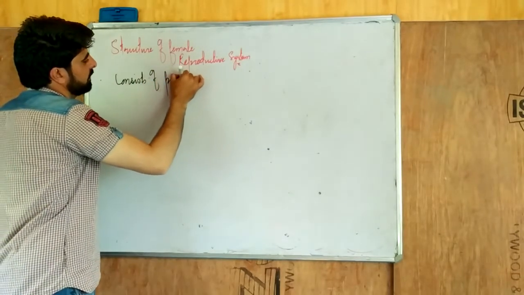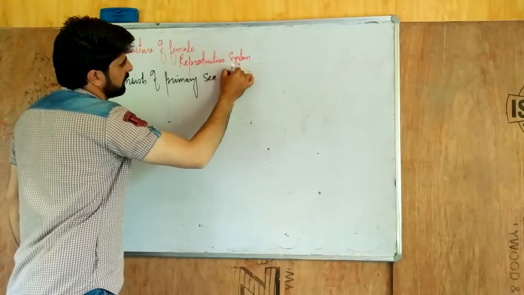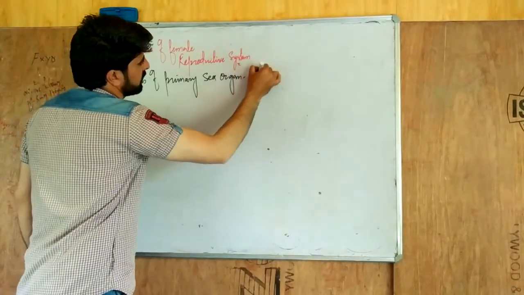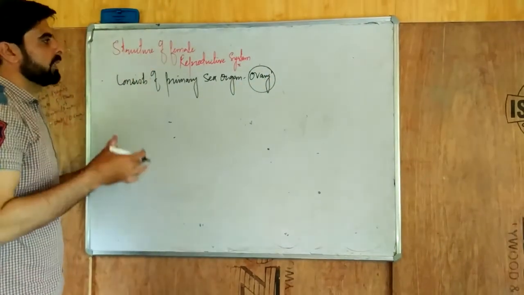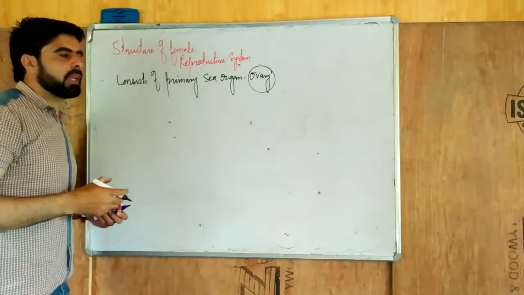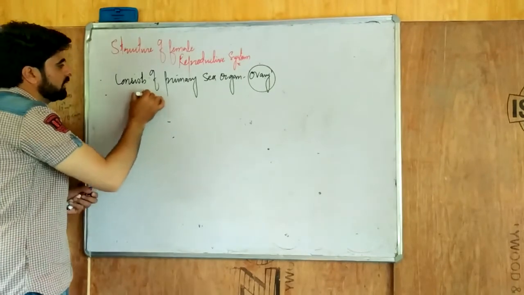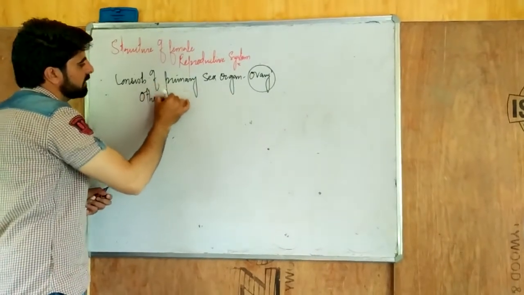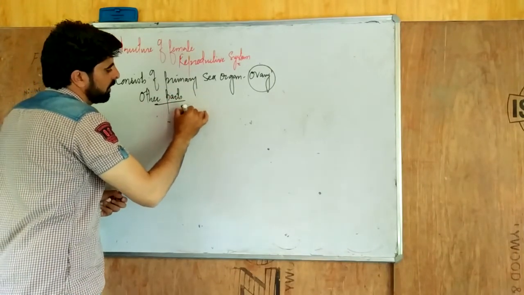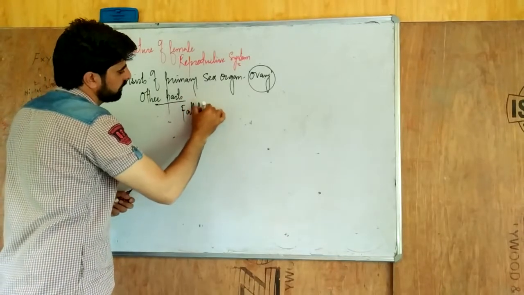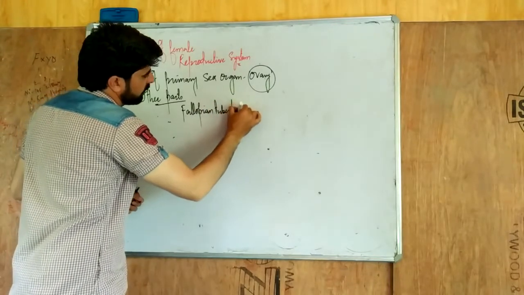the primary sex organ, which is known as the ovary. So the ovary in females acts as the primary sex organ. In males, the testes act as the primary sex organ. The other parts are also there. Other parts of the female reproductive system are the fallopian tubes, or we can also call them oviducts.